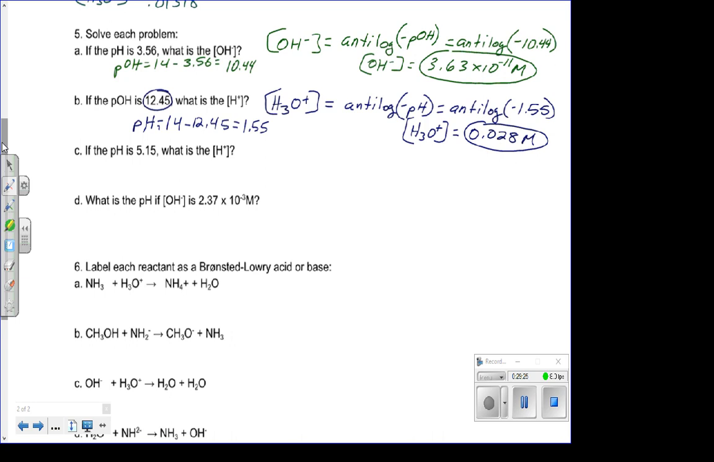Questions so far? All right, letter C, they gave us the pH, they want the H concentration, which again is the H3O concentration. So this time we don't have to do anything ahead of time, we just put it straight into the equation. Antilog of the negative pH, which is 5.15, and that comes up to 7.08 times 10 to the negative 6.